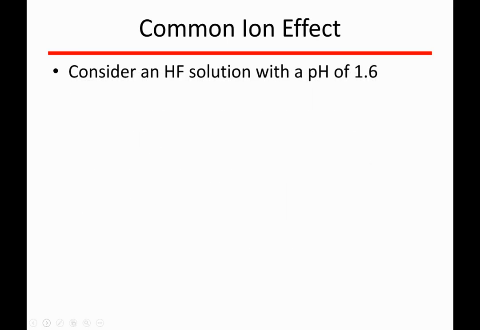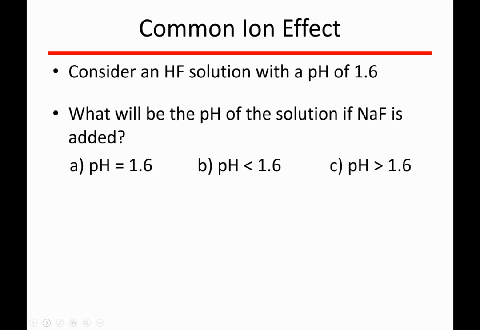When we start making a buffer by taking a weak acid and then adding some of the salt of its conjugate base to it, we have to think about something called the common ion effect and what role that might play in the pH of our system. So we're going to consider a solution of hydrofluoric acid that has a pH of 1.6. And now I want to make this solution a buffer by adding sodium fluoride, so that introduces the fluoride ion. I want you to think about what that would do to the pH of the solution. Would it maintain the pH at 1.6? Would the pH go below 1.6, or would the pH rise above 1.6? Take a moment to think about this and put in your answer on the other side of the question. We'll go over it together.